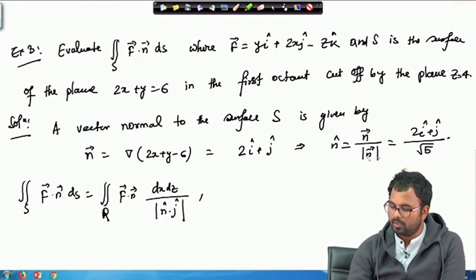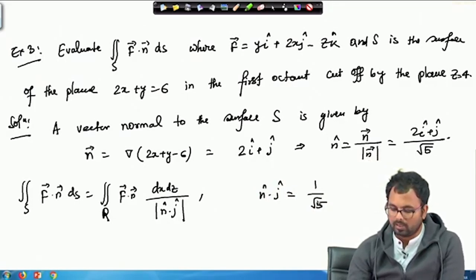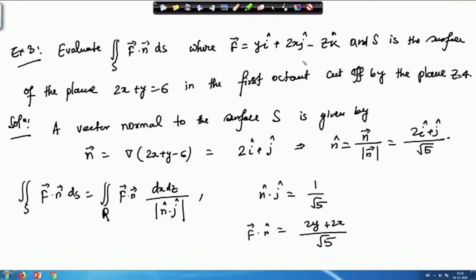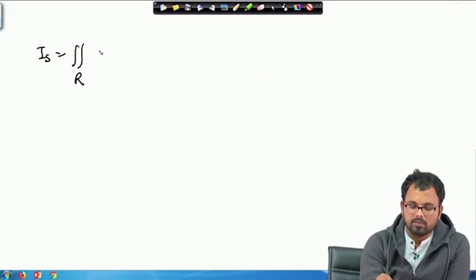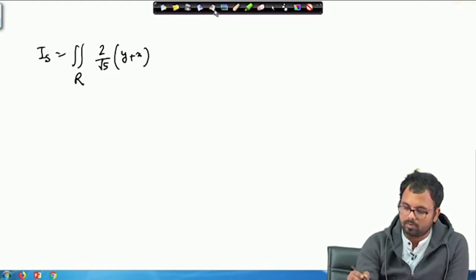So now n is given in this fashion, so n dot j would be 1 by square root of 5, right? And f dot n would be 2y plus 2x divided by square root of 5, the k component is 0. So after taking the dot product, the k component will not occur here. So that is what we will get as f dot n, and that is what we will get as n dot j. So we substitute everything here. So, over the region R, f dot n is 2 by square root of 5 times (y plus x), dx dz divided by 1 by square root of 5, right.